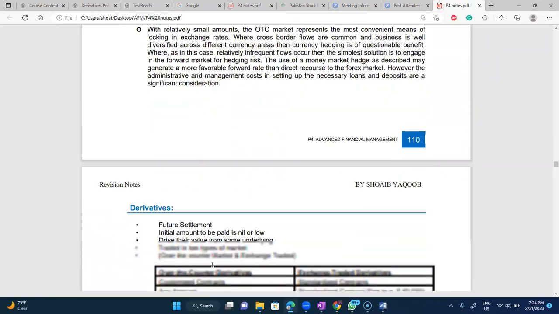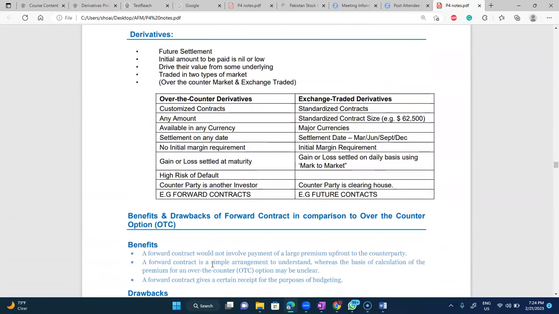Then these are the money market hedge. So remember the comparison between over the counter and exchange traded. It is very important. So it can be tested straightforwardly in exam. The comparison between over the counter.